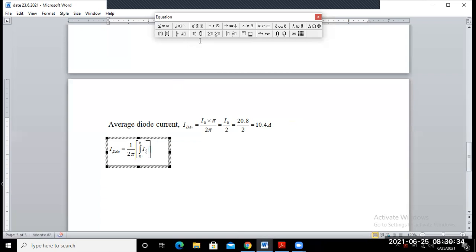This I0 is your constant value, into integration of d omega t. And from pi to 2 pi it is 0. So the second term is 0, that is not required to write here. So this I0 is constant. If you take it outside of the integration, we can write here only I0 divided by 2 pi.